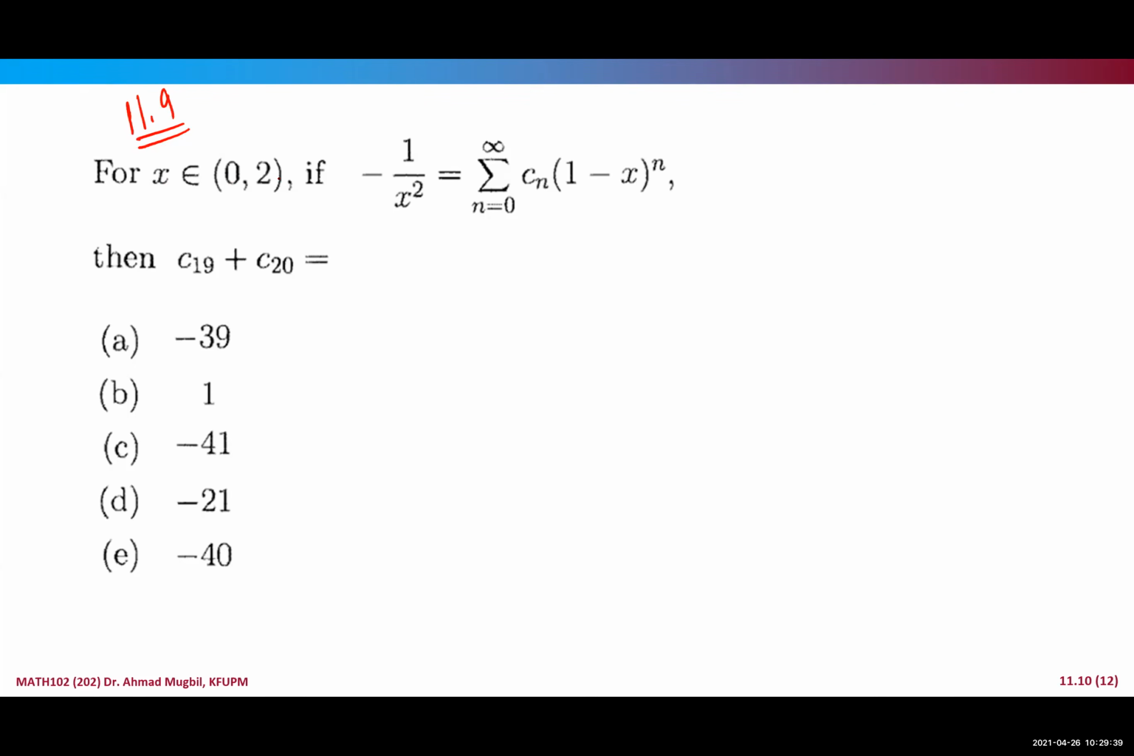For x between 0 and 2, what is this? What is this interval, guys, 0 and 2? This is the interval of convergence. Between 0 and 2, the interval 0 and 2, it is the interval of convergence.